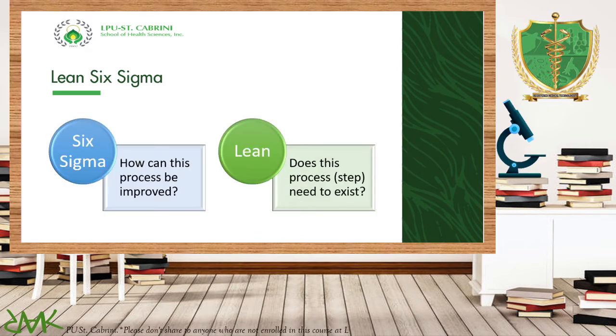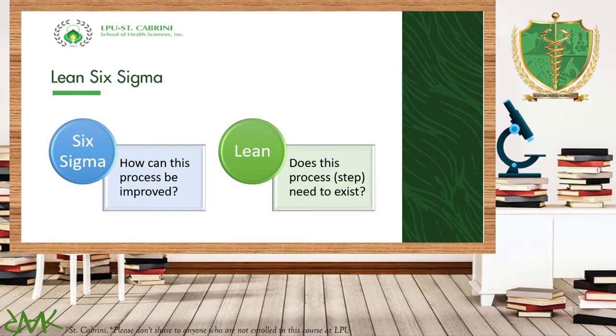Okay, we also have questions to keep in mind to remember the difference between Six Sigma and Lean. When we say Six Sigma, the question that we must have in our mind is: how can this process be improved? Okay, since Six Sigma wants to reduce errors, that's why we are improving. And in Lean, the question is why this step needs to exist, because the ultimate goal of Lean is to remove waste, or streamline, or reduce waiting time.